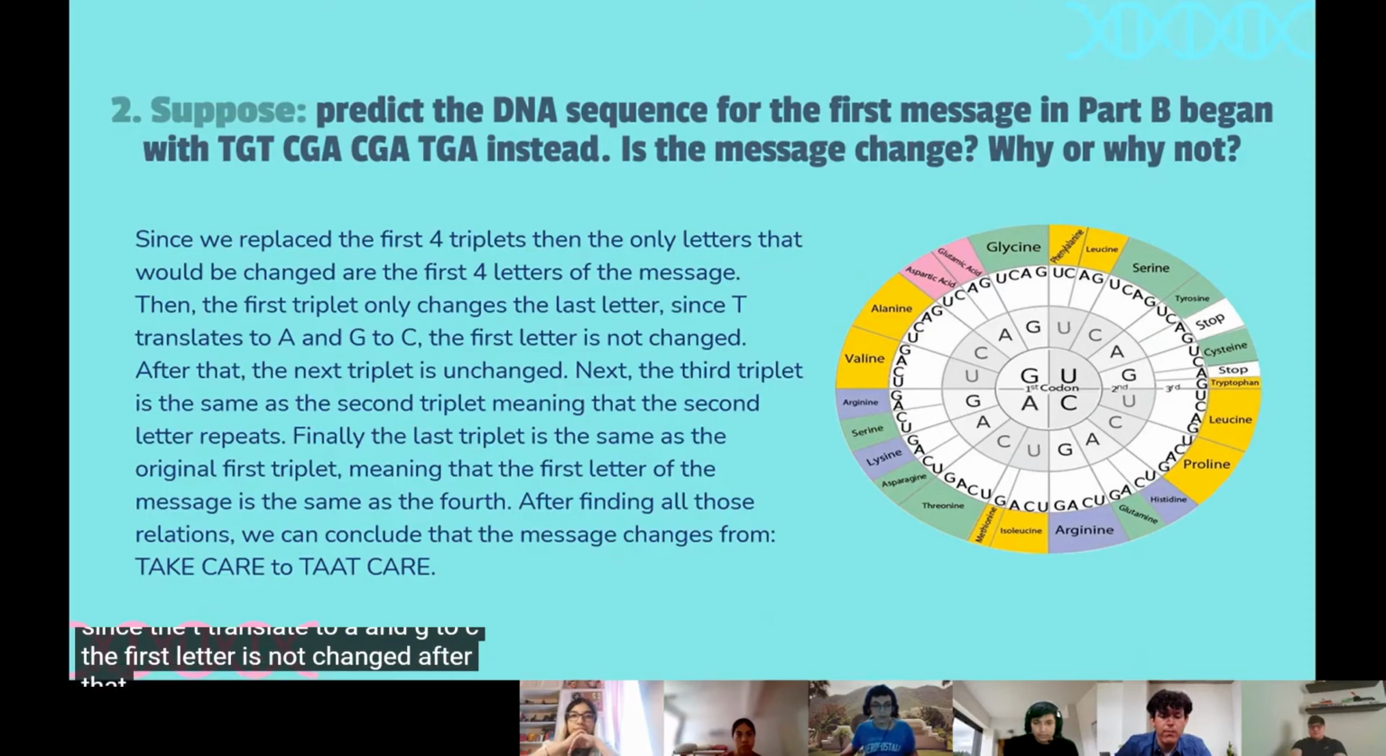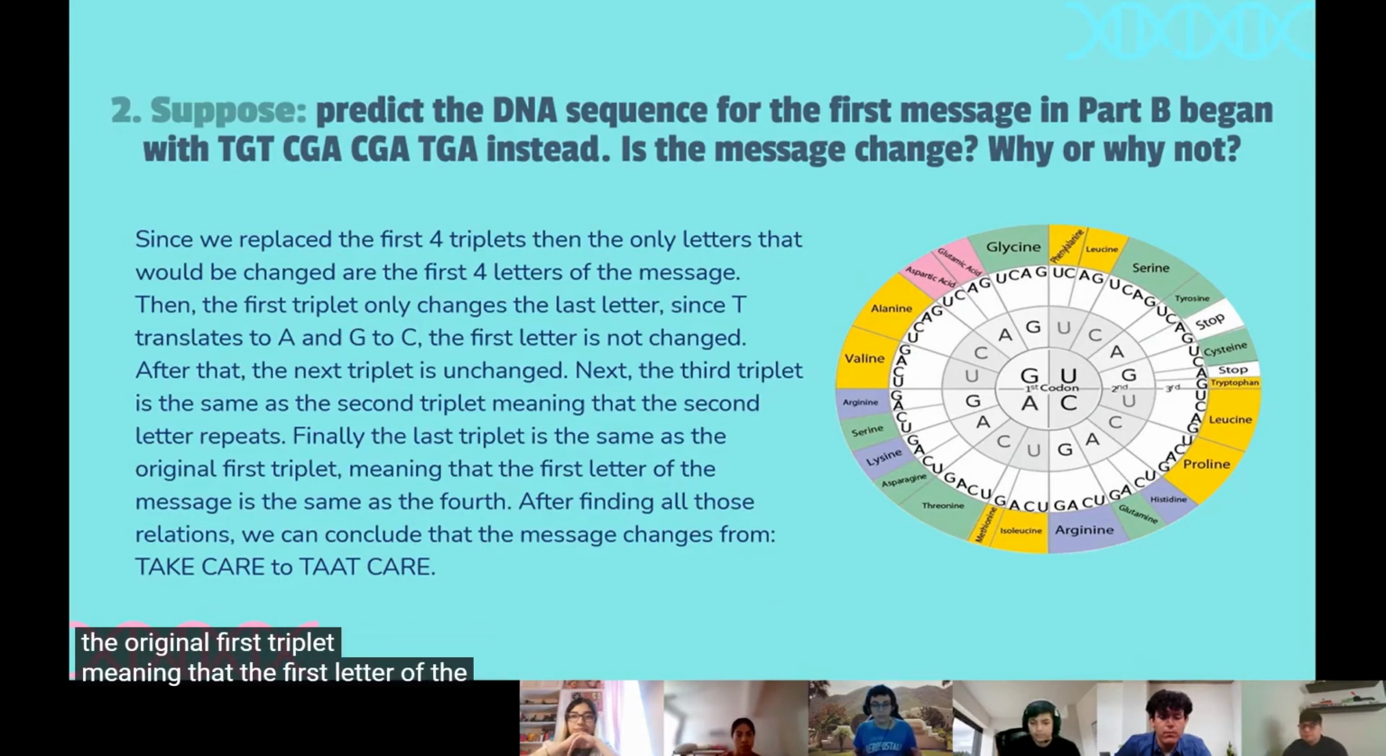After that, the next triplet is unchanged, since it's the same code. Next, the third triplet is the same as the second triplet, meaning that the second letters repeat. Finally, the last triplet is the same as the original first triplet, meaning that the first letter of the message is the same as the fourth. After finding all those relations, we can conclude that the message changes from take care to tat care.